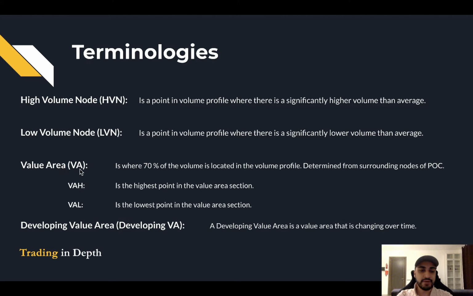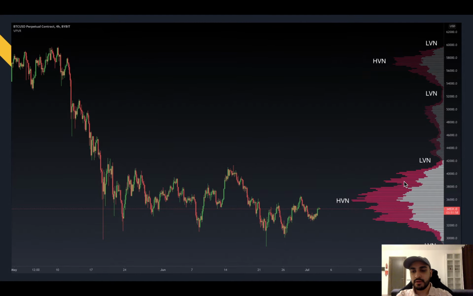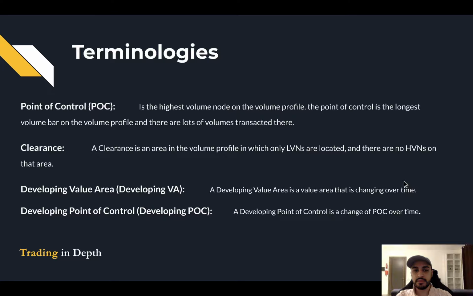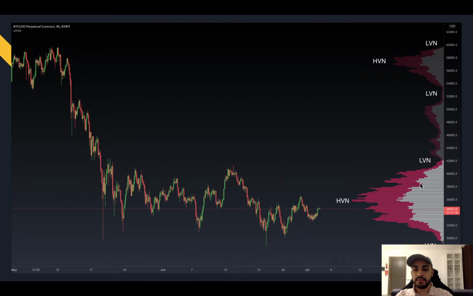We have value area, which is also called VA. Value area is where 70% of the volume is located in the volume profile. And it is determined from the surrounding nodes of the POC, which I will explain. Just ignore this for a second. Value area is basically where 70% of the volume is transacted. Okay, I will show you here.